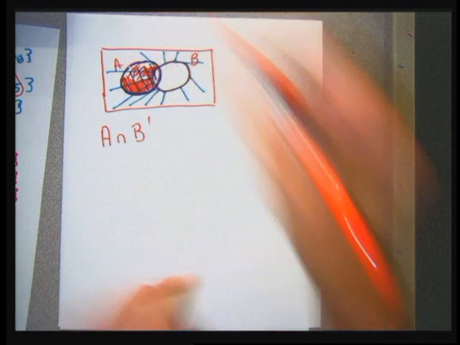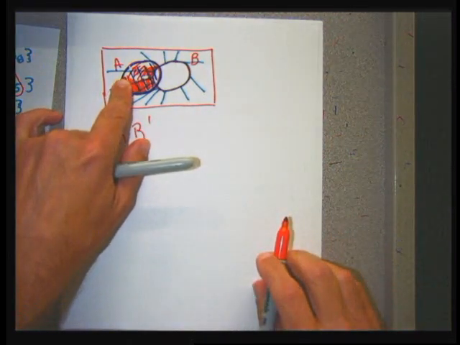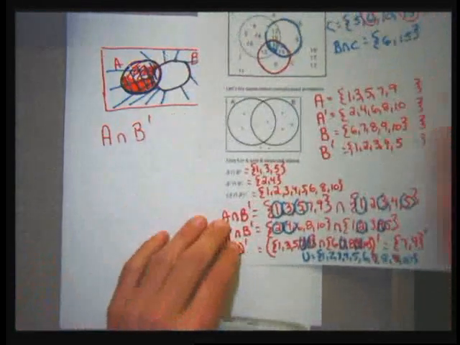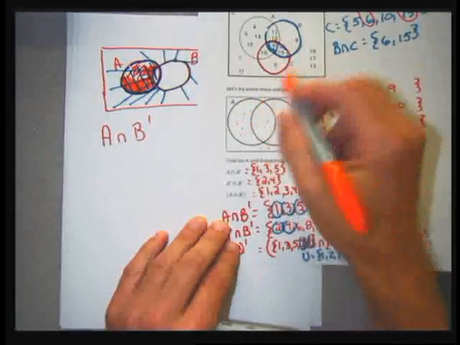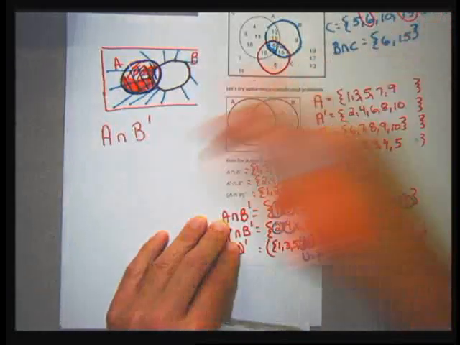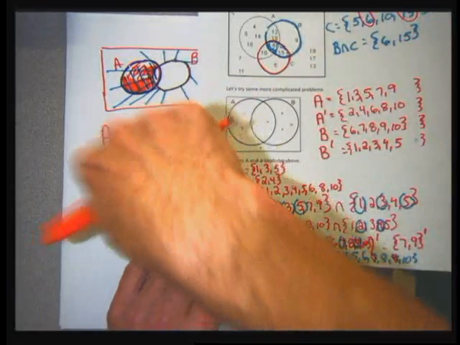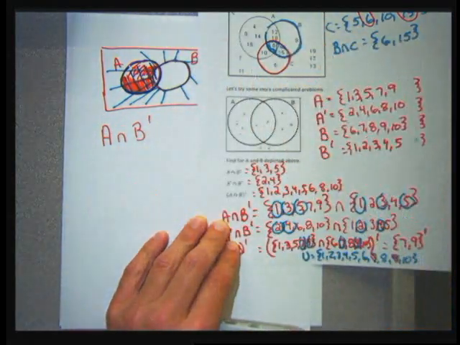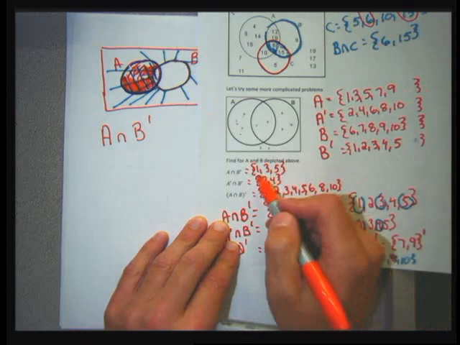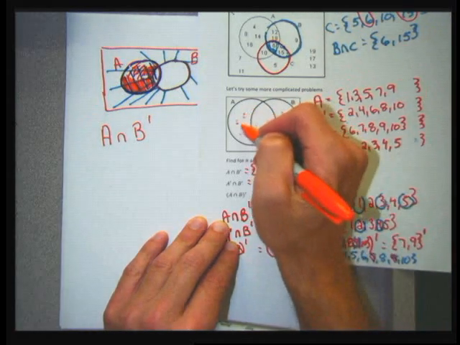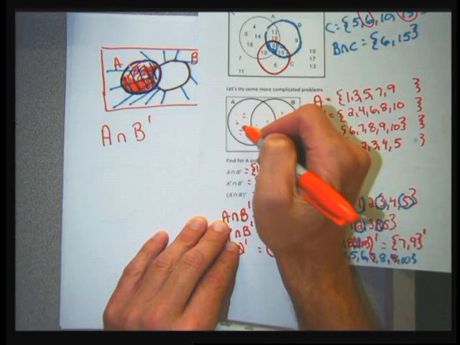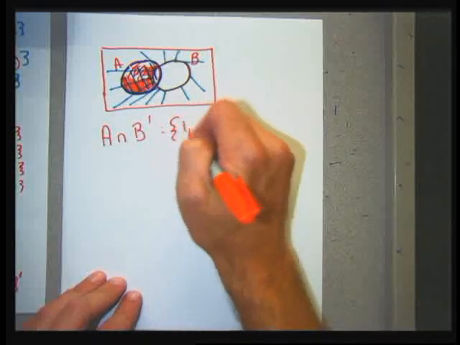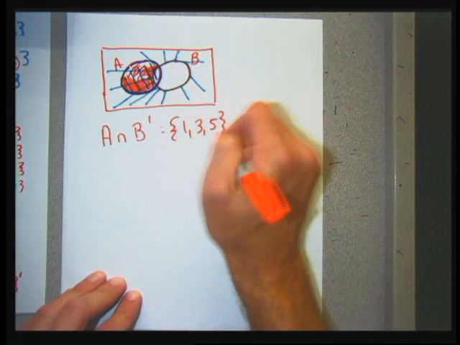And any elements that are in that particular region are the elements that are going to be found in A intersection B prime. When I go back to my picture, these 3 numbers right here, they're inside the A circle and outside the B circle. This is what this means. It means inside A and outside of B, and that's the numbers 1, 3, and 5. If I look at the numbers in this region that are inside the A circle but outside the B circle, I see the numbers 1, 3, and 5. So the answer to this is just the numbers 1, 3, and 5.